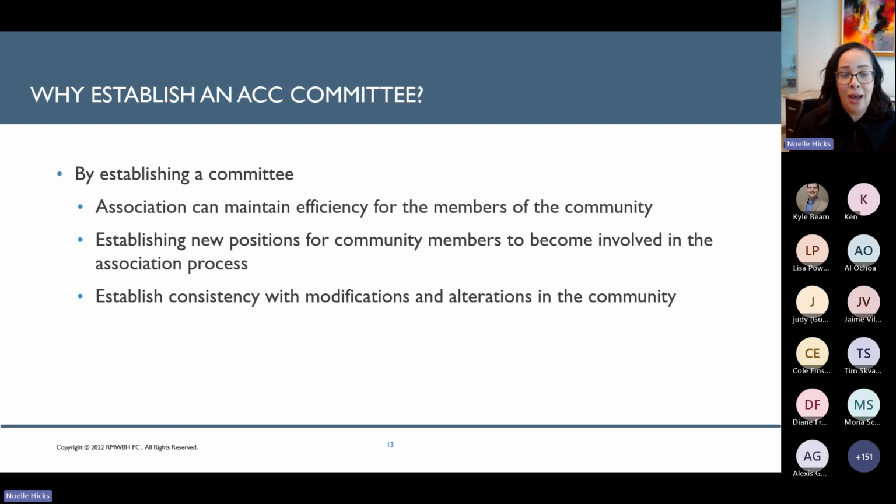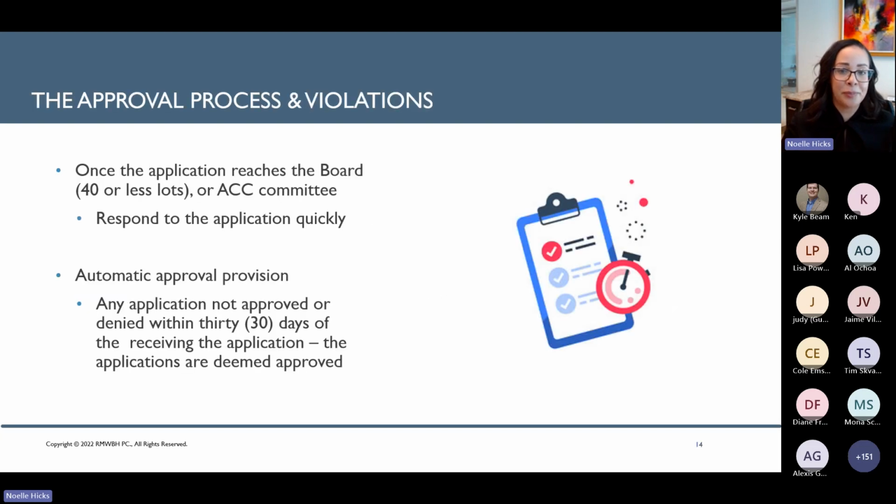So part of the reason why we have community associations is because we want to maintain that consistency and uniformity. And so it's really important for an ACC committee to exist because it can help with that efficiency and consistency. It doesn't always, but it definitely is a step in the right direction.